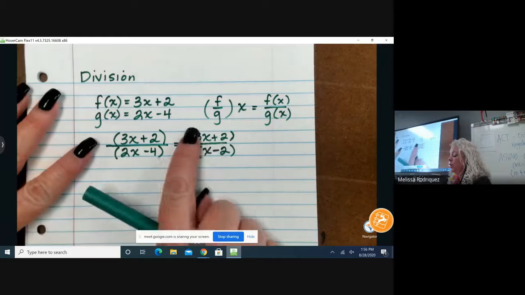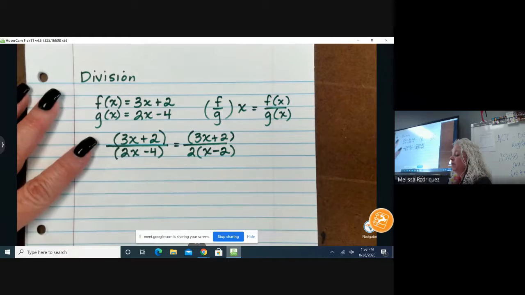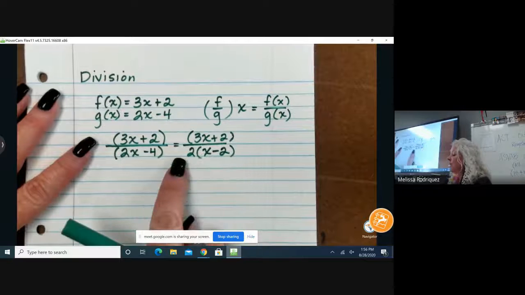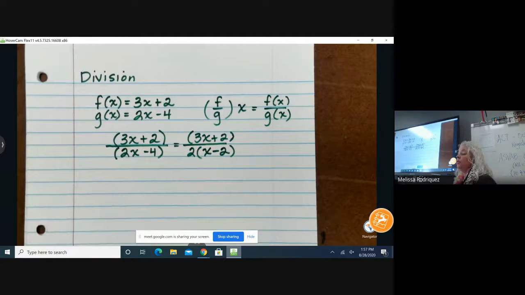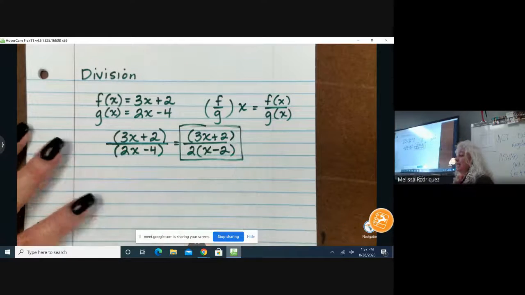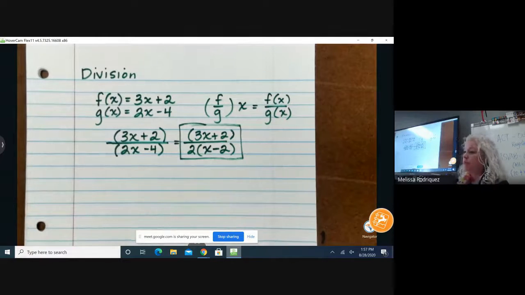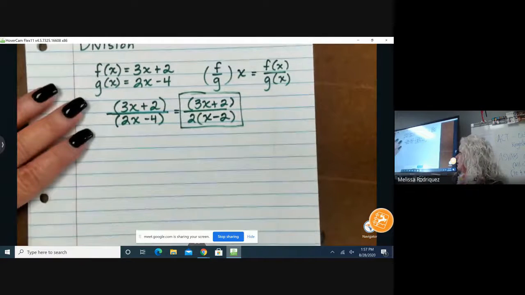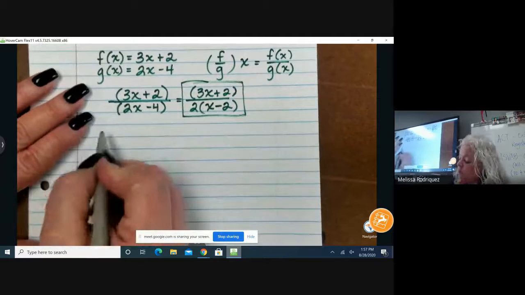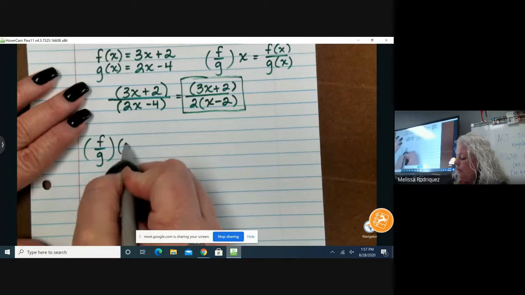So as I look, does this term match this term? 3x plus 2, you have to have a 3x plus 2 on the bottom to cancel it out. So I'm done. That's it. If you can't take the whole thing out, if it doesn't match exactly, then you can't take it out. And it stays exactly the same. So let's not change our functions, okay? And let's do this. I want you to do f divided by g of 3.